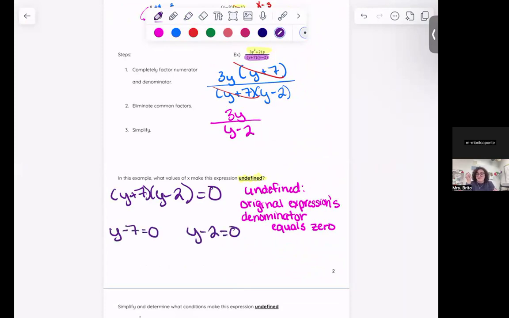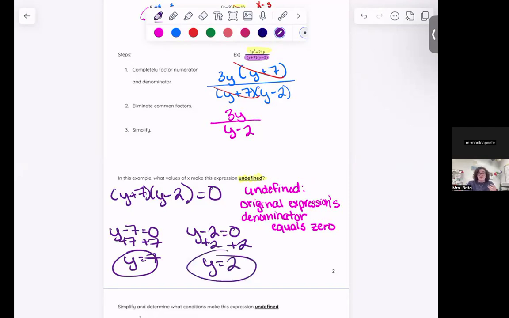Both of the things in parentheses, or if you have something by itself in the denominator, you've got to set those equal to 0 and then see. So y minus 7 equals 0. You guys are super professionals at solving equations. So if y equals 7 or y equals 2, my expression is undefined because the denominator is equal to 0.